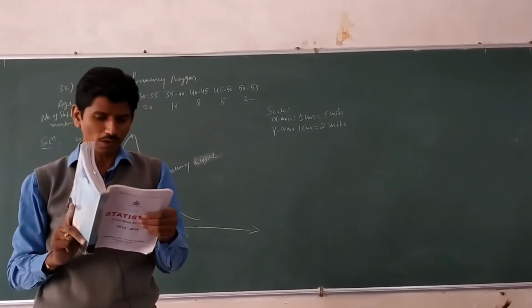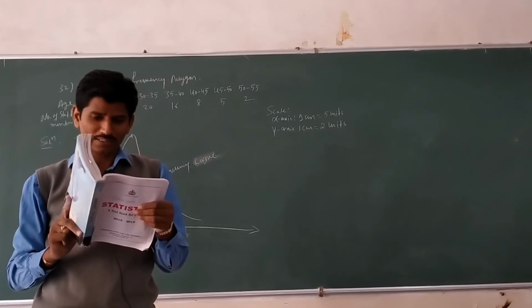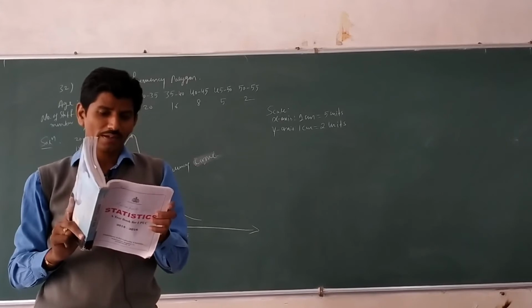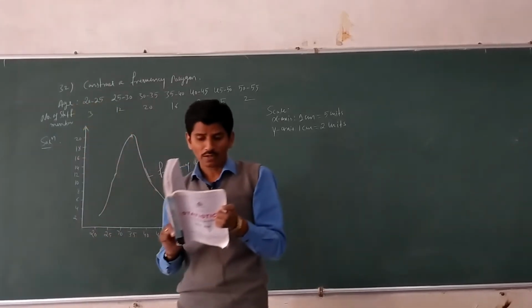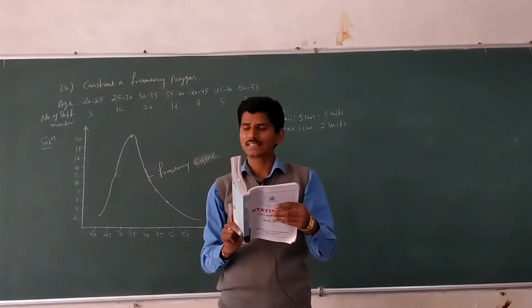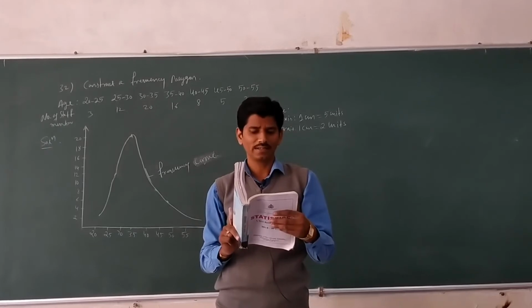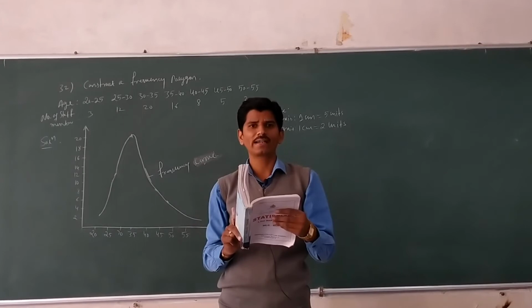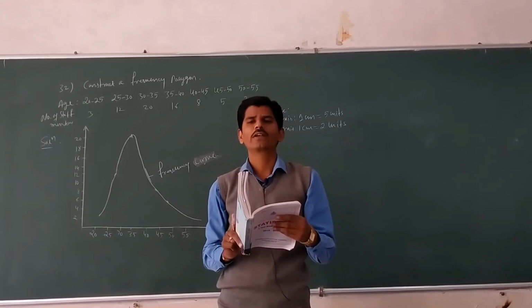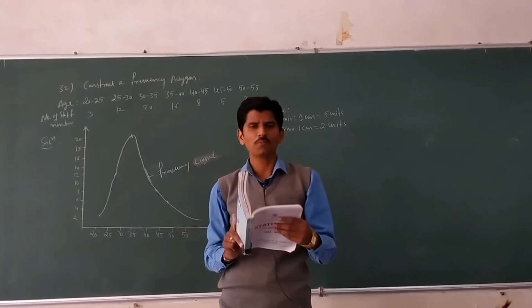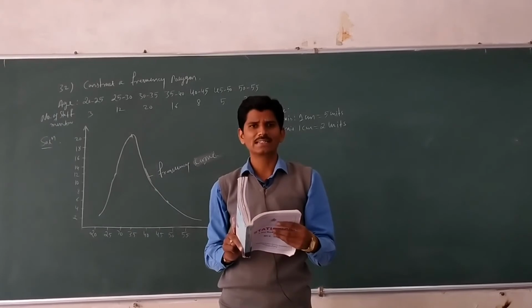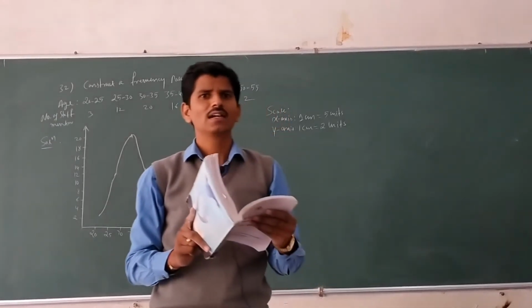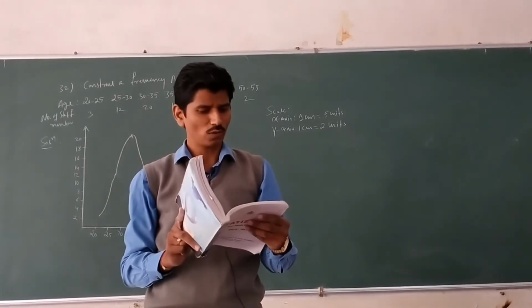In the 32nd problem, the width of the class intervals is equal. In the 33rd problem, the widths of the class intervals are not equal. Then the class mid values are plotted against the frequency densities. In the 33rd problem, you have to find the frequency densities, which is the ratio of frequency to the width of that class interval. Okay, 32 and 33 are homework.